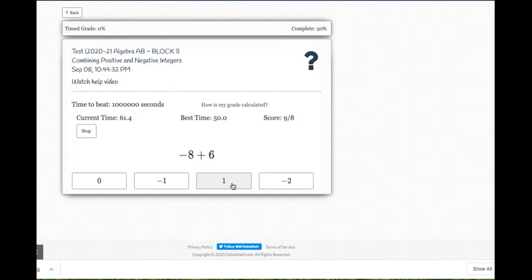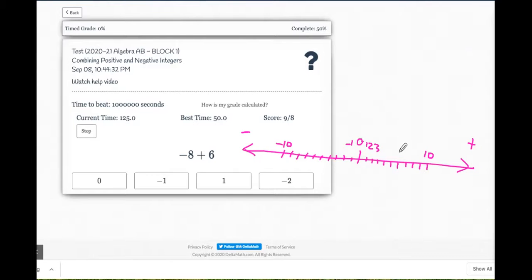Let me also illustrate the negative plus positive using the number line. So this is negative 8 plus 6, and I just said that if you have a negative and a positive, the sign of the answer will be the sign of the larger one, which in this case is negative, and you're basically subtracting 8 minus 6. So it should be negative 2, but let's just draw this out on a number line.